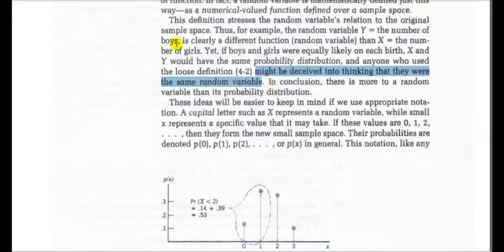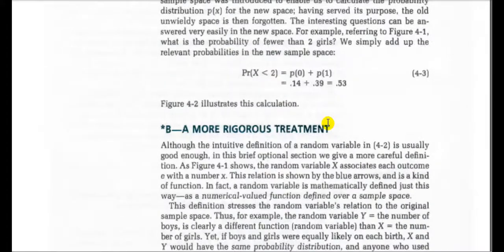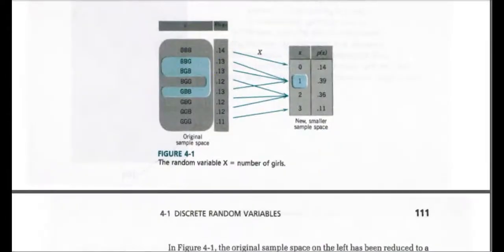Actually, I'm not sure what he means by that, but anyway, let's continue. These ideas will be easier to keep in mind if we use appropriate notation. A capital letter such as X represents a random variable, while small letters represent a specific value that the random variable may take. We saw that already in the picture, right? Capital X is the random variable, small x are the values the random variable can take.